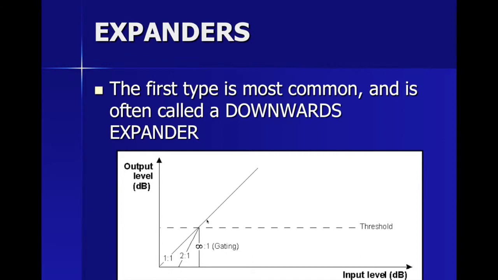Here's an example of what it looks like. So we have a 1-to-1 ratio. It's just like a compressor, but when the threshold is, let's say it's set here, this dotted line, once the signal falls below that threshold, it's going to start getting reduced by a ratio. So for every 1 dB below the threshold on the input stage, the output level would be reduced by 2 dB in the case of a 2-to-1 downwards expander. If we go all the way and say infinity to 1, then we call that gating, and we're going to get into that in just a second.